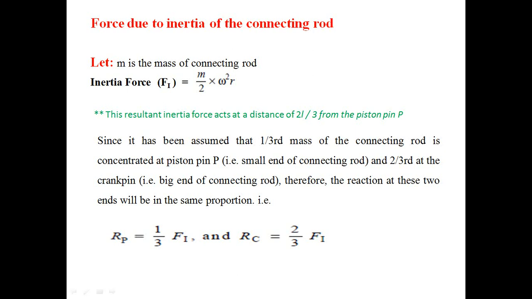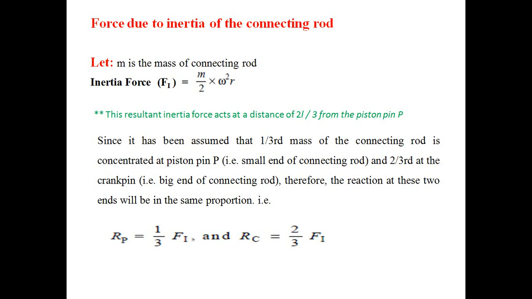Force due to the inertia of the connecting rod. Inertia force is calculated by using the following relation: m r omega square divided by 2. I am not explaining in detail how this expression comes about. I am just writing the expression used for the calculation of the inertia force. This resultant inertia force acts at a distance of 2L by 3 from the piston pin.